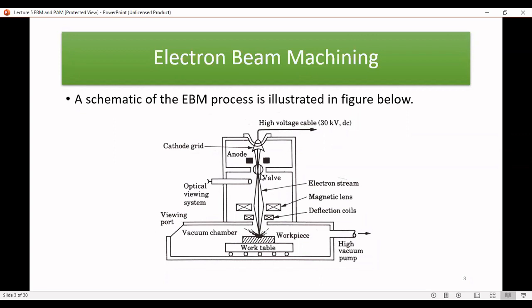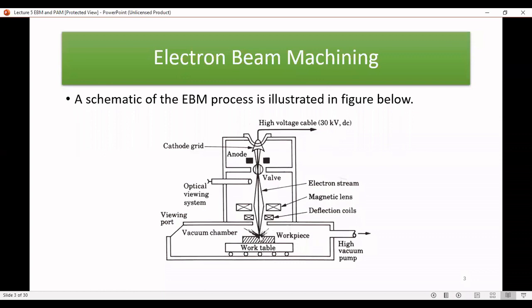So the electrons accelerate down towards the magnetic lens, towards the workpiece, and at this particular junction, the electron speed is half the speed of sound. The magnetic lens will focus the beam, and you have an aperture somewhere here to limit and deflect the stray electrons. So you have a nice beam of electrons impinging on the workpiece.